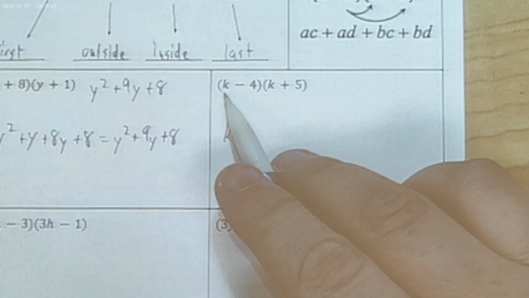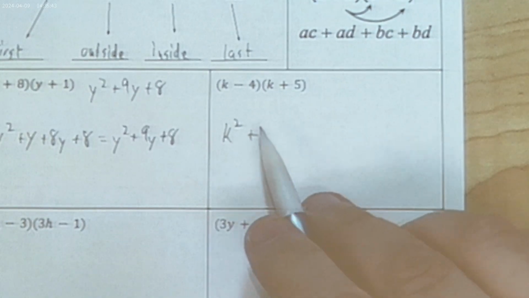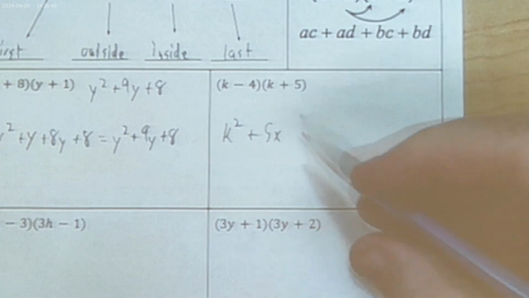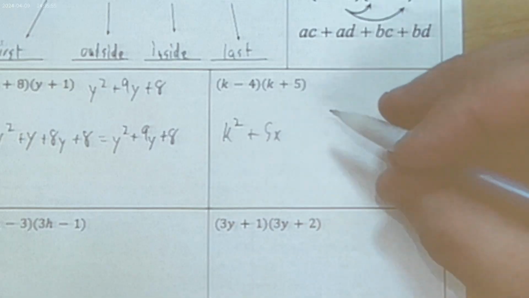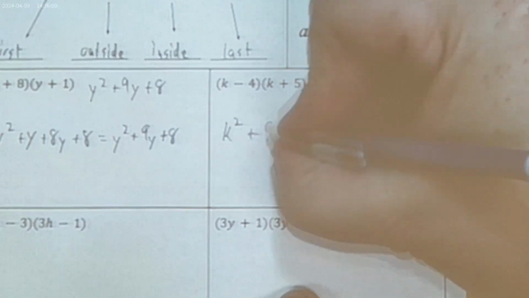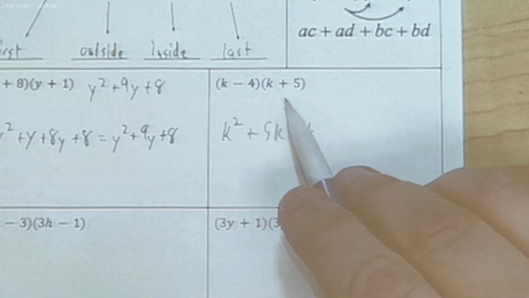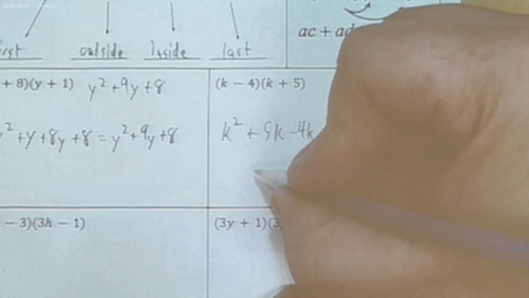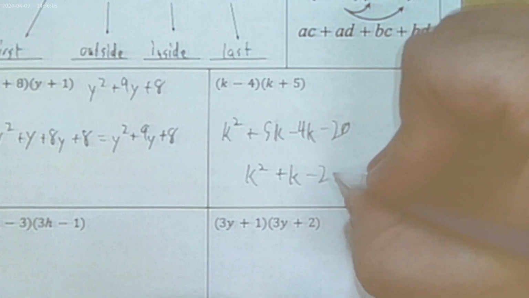So we have first, which is going to be k times k, which is k squared. Then we have outside, which is k times 5, which is plus 5k. Then we have inside, negative 4 times k, minus 4k, not x. And then last, negative 4 times 5, which is negative 20. So that's going to equal k squared plus k minus 20.